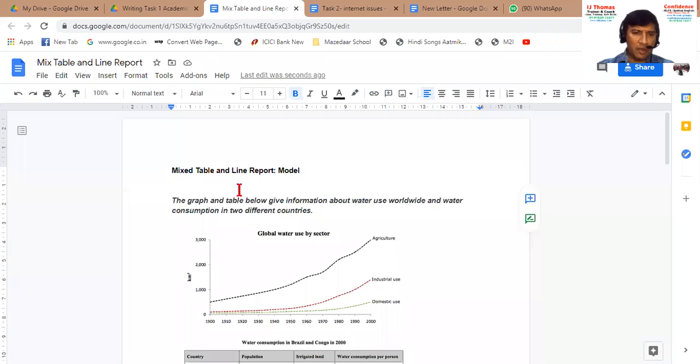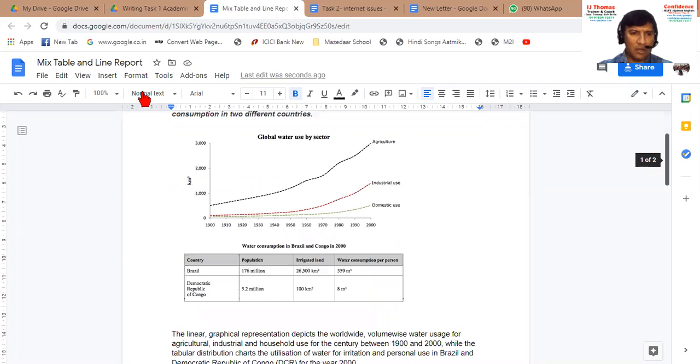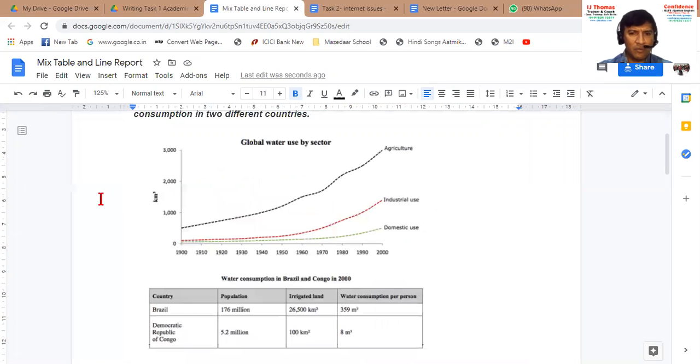Yes, so here we are studying the mixed table and line. We just finished with a line graph, but a lot of times they will put both a table and a line graph. And some similar things happen with a pie graph, they'll have two tables sometimes. So we'll study this.